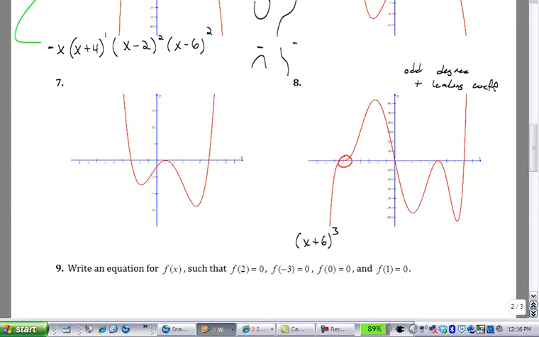Okay, what's the next 0? 0, okay. So what is your factor to accommodate that 0? X. So what should the exponent on x be? 1. And you see how it passes through like a straight line?